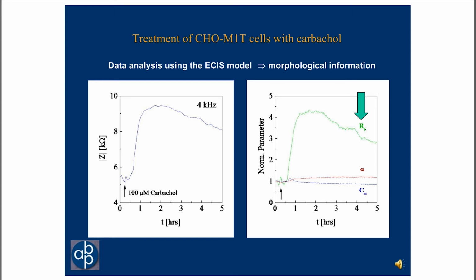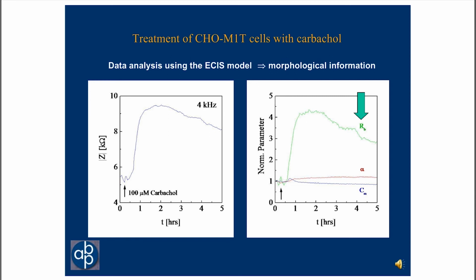The panel on the right, however, this raw data, has been broken down into three parameters, namely RB, the barrier function of the cell layer, shown in green, alpha, the parameter associated with current flow in the narrow space between the electrode and the basal membrane, and finally, the curve in blue, the membrane capacitance.